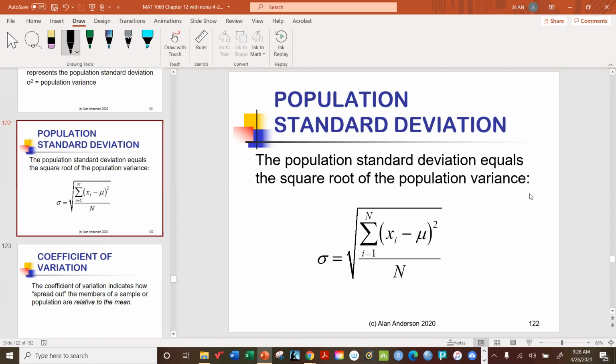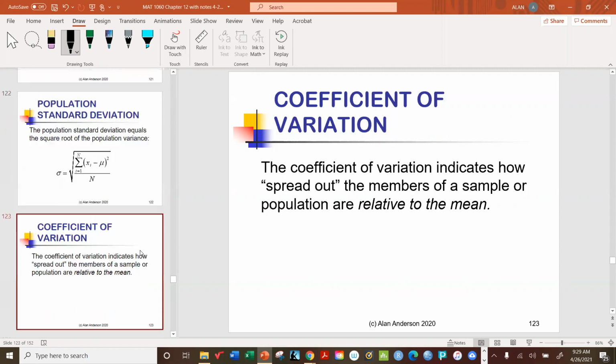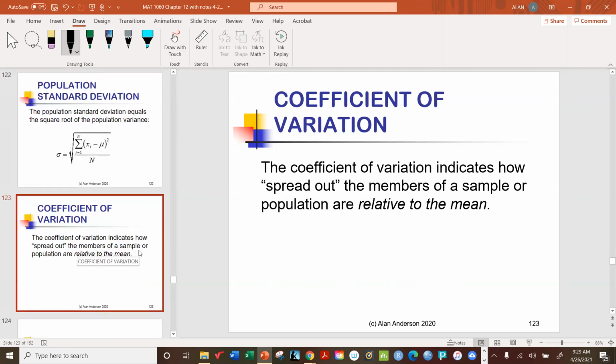All right, so now we're ready to move on to our final measure of dispersion. And this is actually a combination of measures that we already know. It's not really brand new. Okay, so the fourth measure that we're going to consider here is the coefficient of variation.